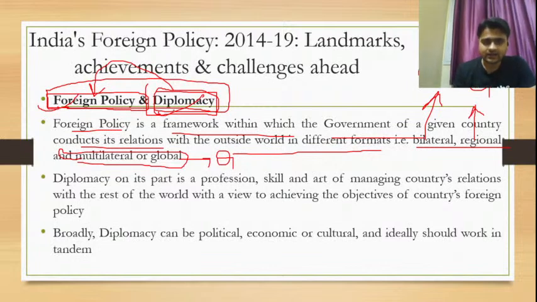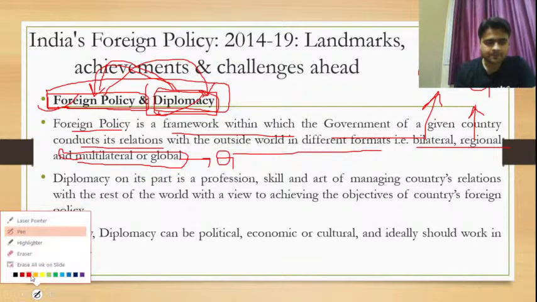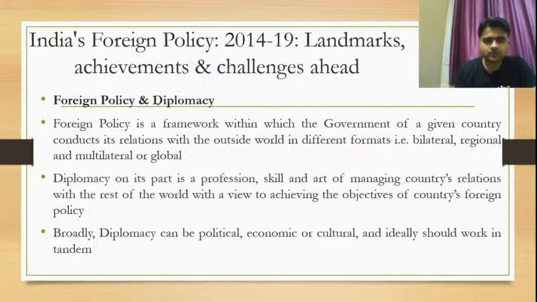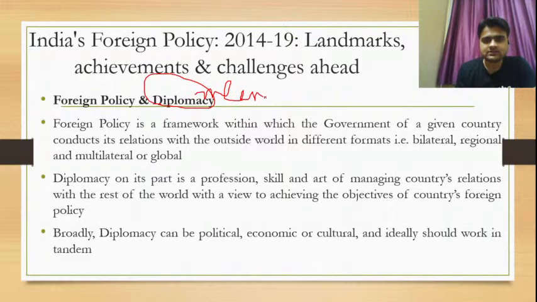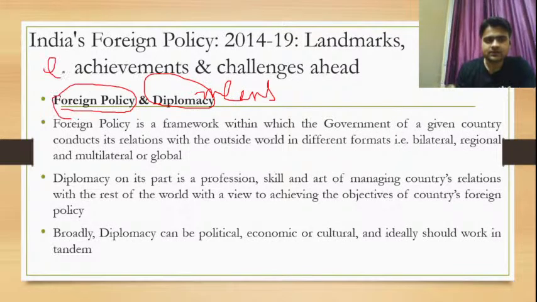Again, I am repeating: these two terms, foreign policy and diplomacy, share a means and end relationship. Diplomacy will be a means through which the ends mentioned in foreign policy will be achieved. This is the main interlinkage between these two. Now let us look into diplomacy.